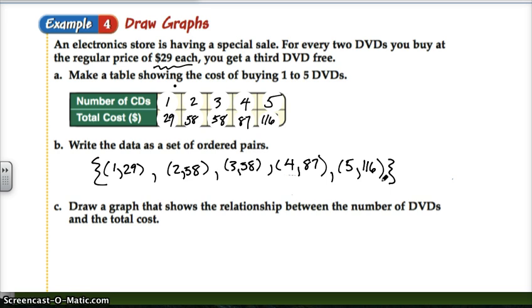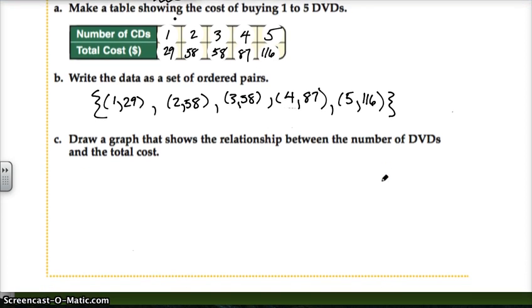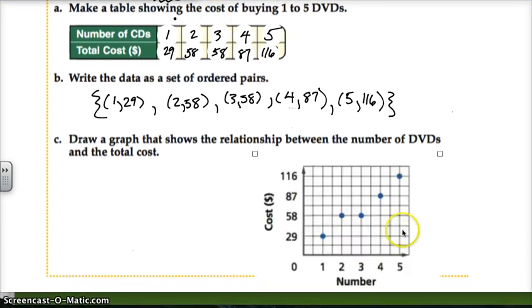Now we're going to draw a graph that shows the relationship between the number of DVDs and the total cost. And here's our graph. Right here we can see each of the ordered pairs that we have represented is on the graph. We counted from left to right by ones, 1, 2, 3, 4, and we counted up and down by 29, which is convenient because the cost of all of the DVDs that we purchase, or CDs, whatever we're buying here, is 29 each.